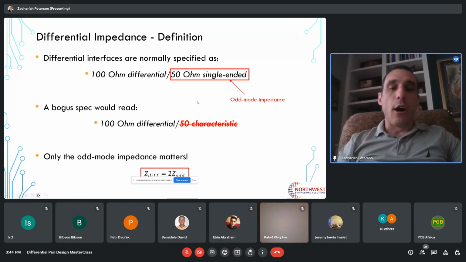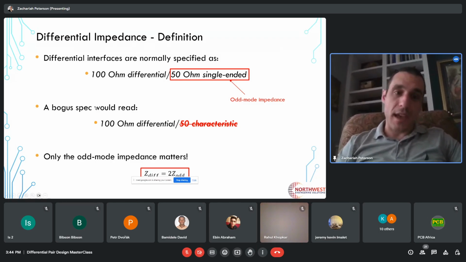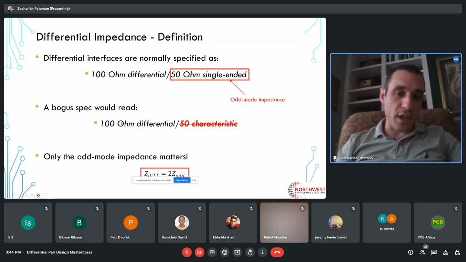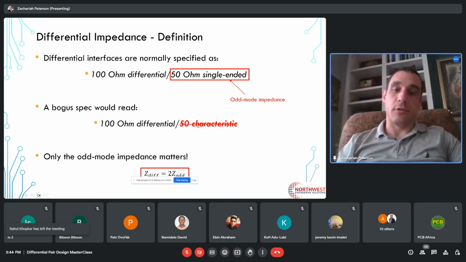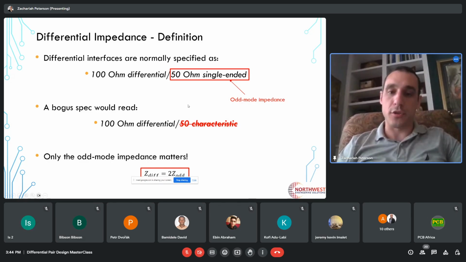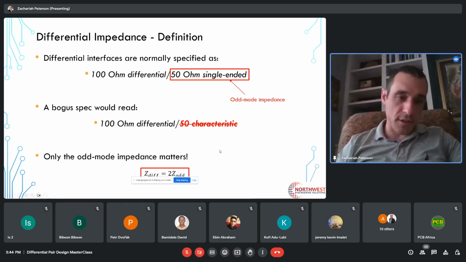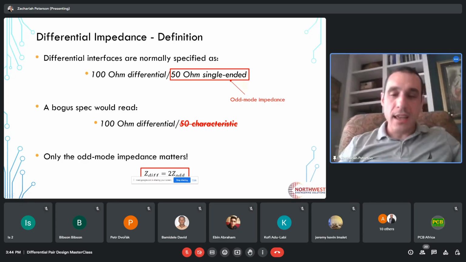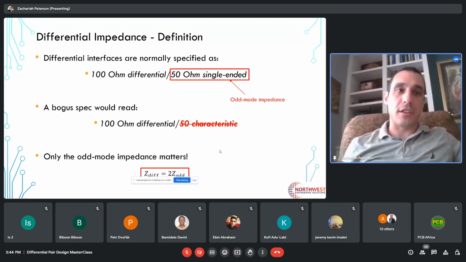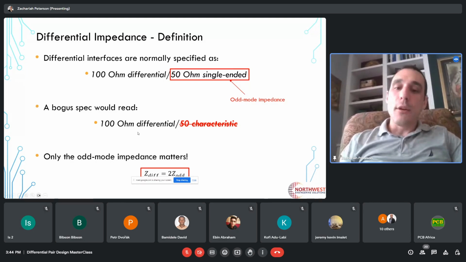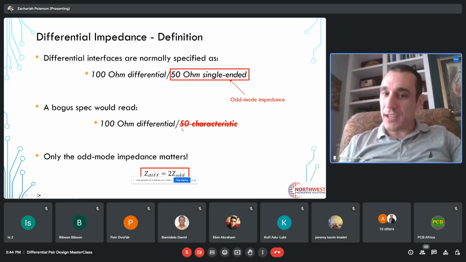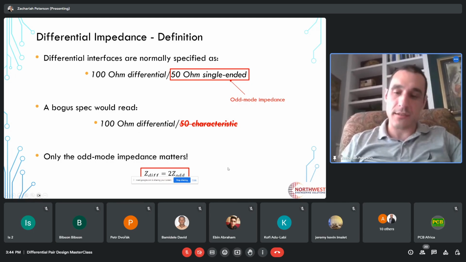Now, a bogus spec, I've seen these bogus specs, and a bogus spec will sometimes read 100 ohm differential, 50 ohm characteristic. This is impossible. It's physically impossible to have 100 ohm differential and 50 ohm characteristic impedance. In fact, the only way you can do it is if the two traces are separated from each other by a distance equal to infinity. That's the only way you will ever have this type of specification be true. So when you see this type of specification, ignore it. It is incorrect. What really matters is the odd mode impedance and not the differential or the characteristic impedance.